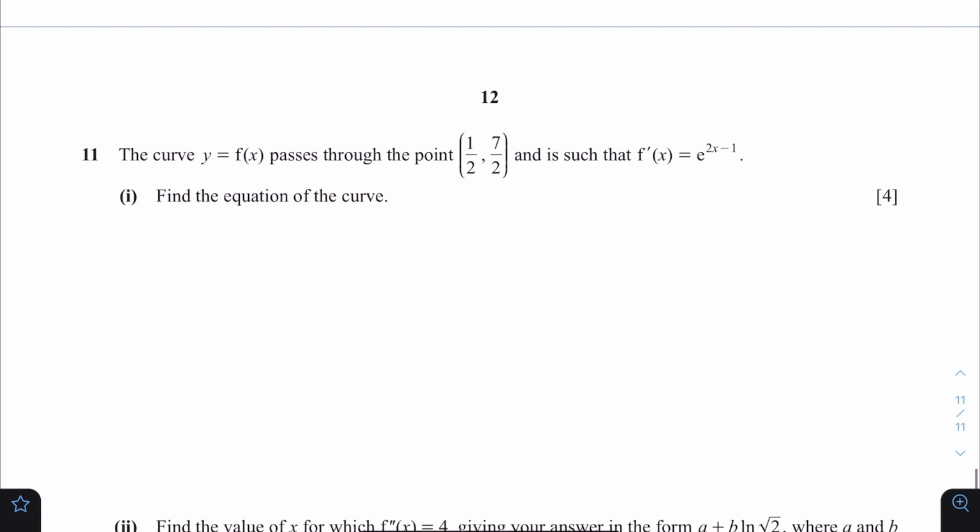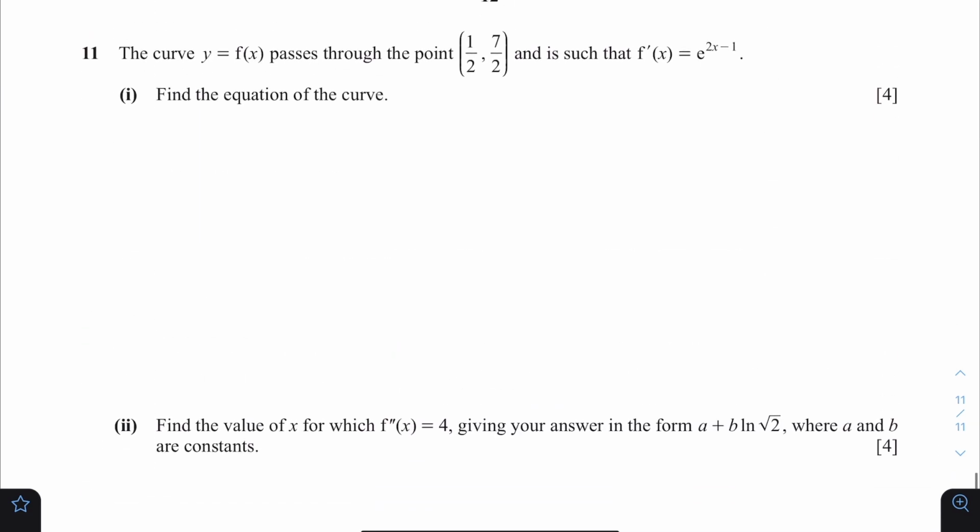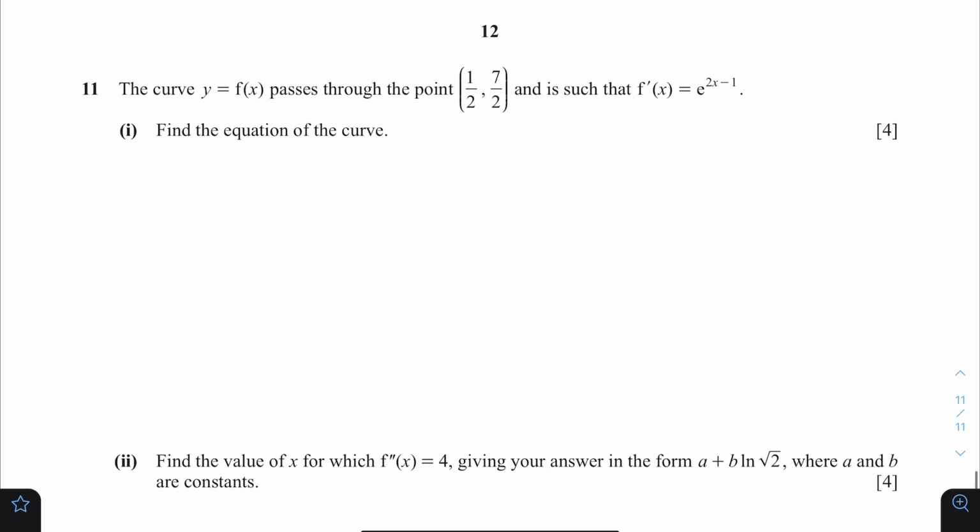All right, now moving on to the next one. This is, I think, our last question. So congrats for sticking this far. The curve y equals f of x passes through the point (1/2, 7/2), and it's such that the derivative of f of x is equal to e to the power of 2x minus 1. Find the equation of the curve.